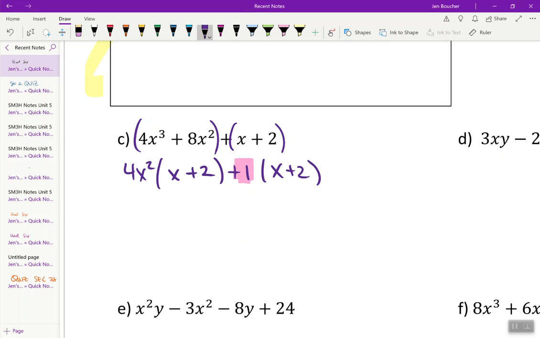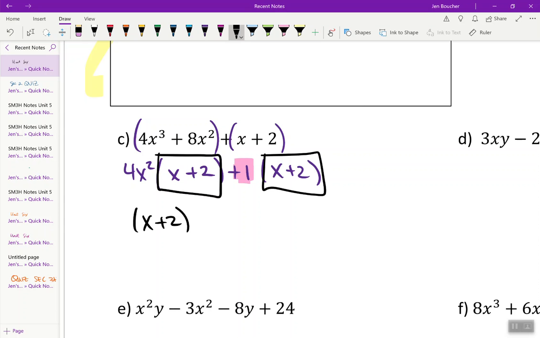Do you see, again, that those two are the same. They have to be. If they're not the same, this doesn't work. So take out the x plus 2. And what are we left with? 4x squared. Without the 1, you might be tempted to just say 4x squared. It's not just 4x squared, though. It's 4x squared plus 1.